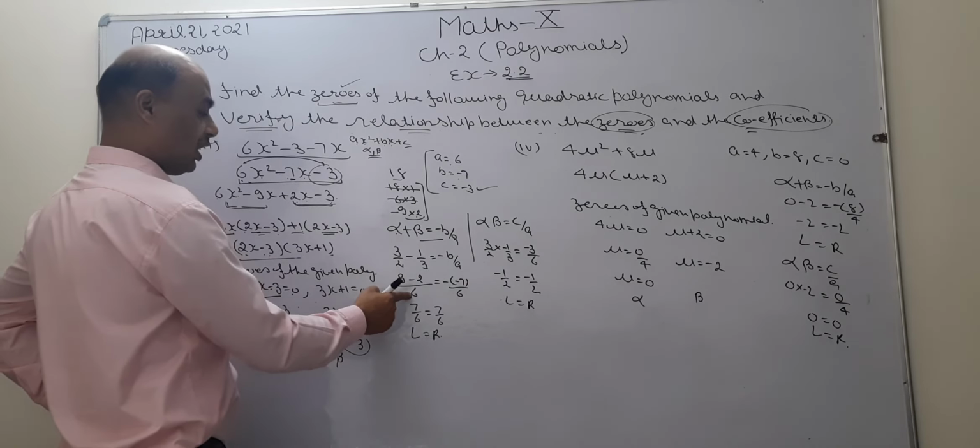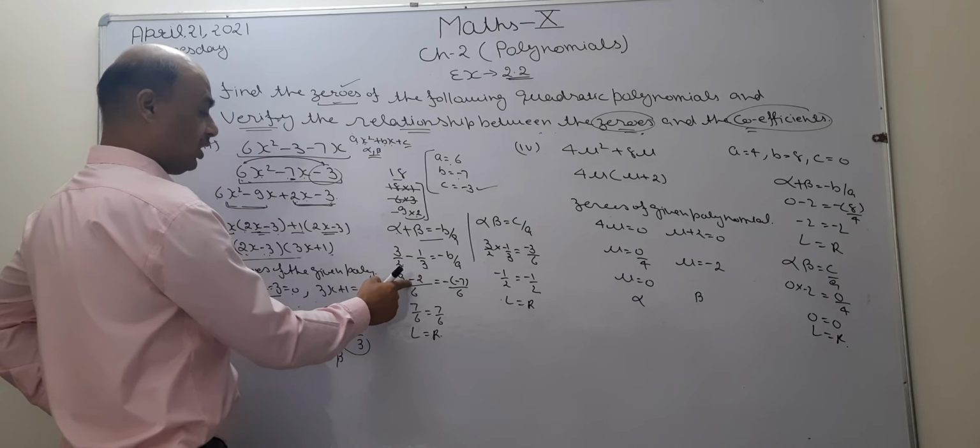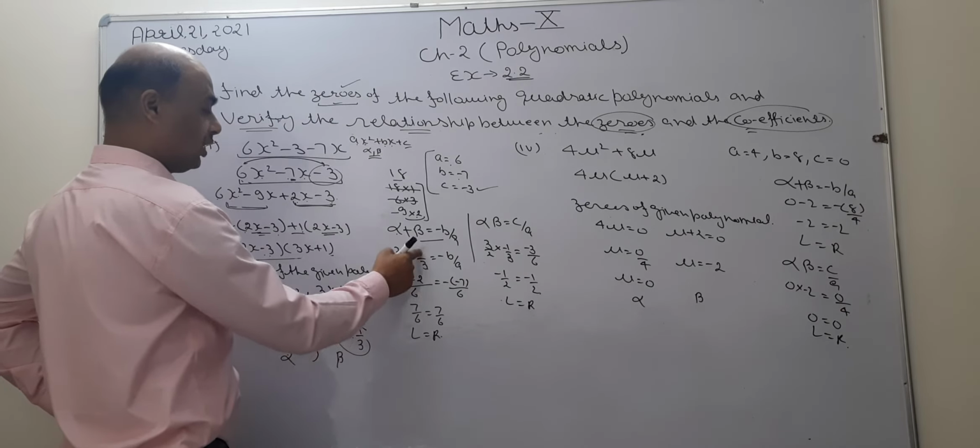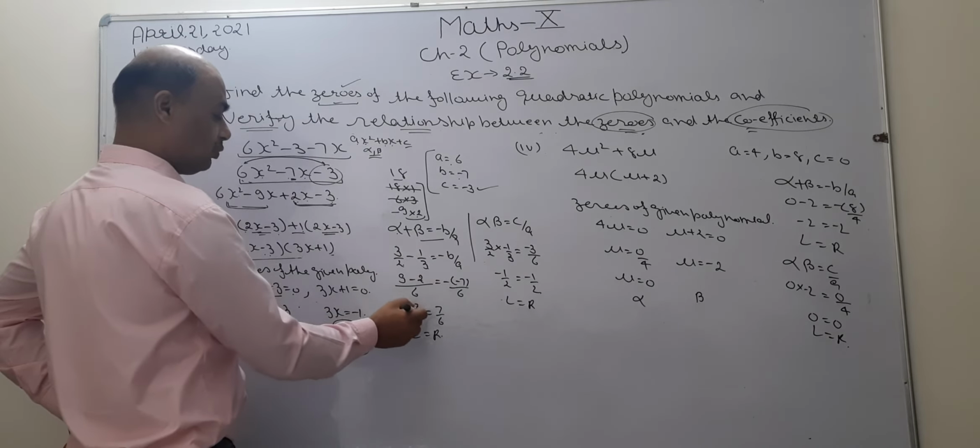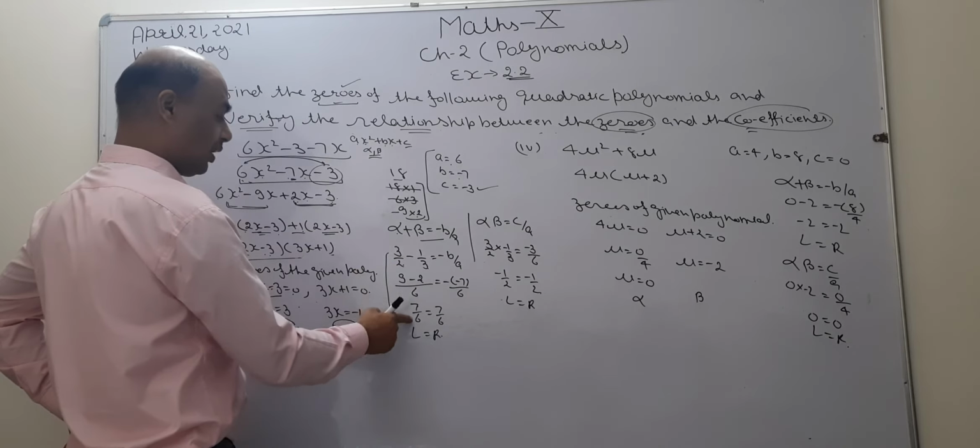2 3s are 6, 3 left, 3 3s are 9. Minus sign is there, 3 2s are 6, 2 is left, 2 1s are 2, 9 minus 2 is 7. This becomes 7 by 6. Left hand side becomes 7 by 6.